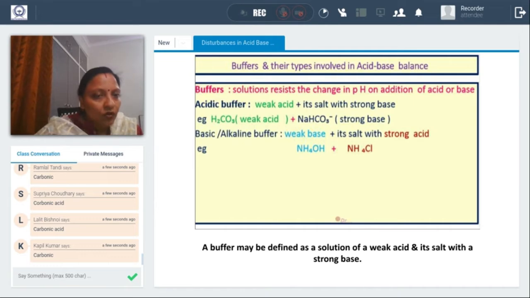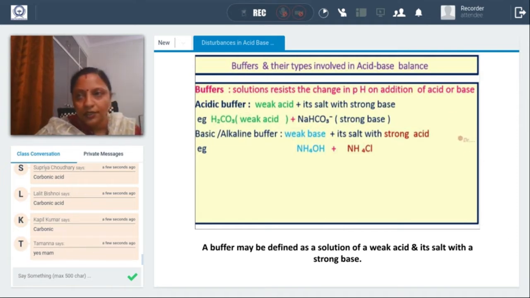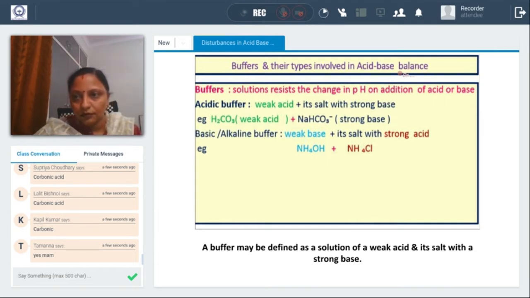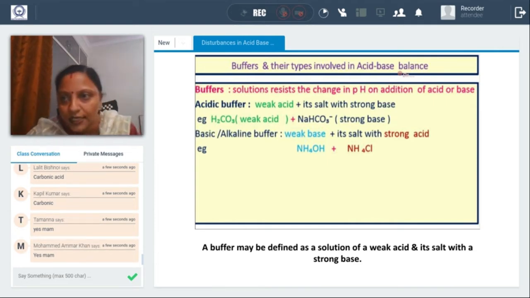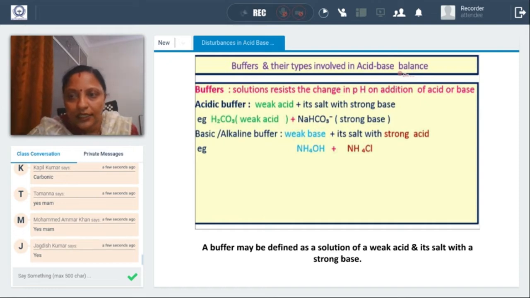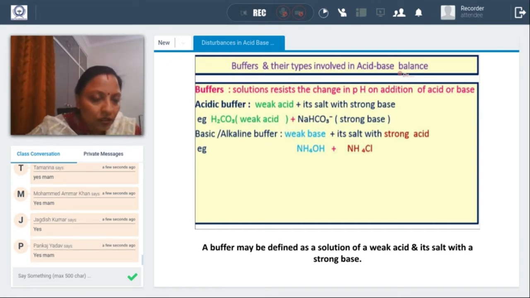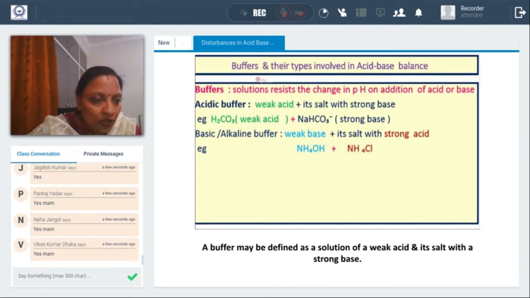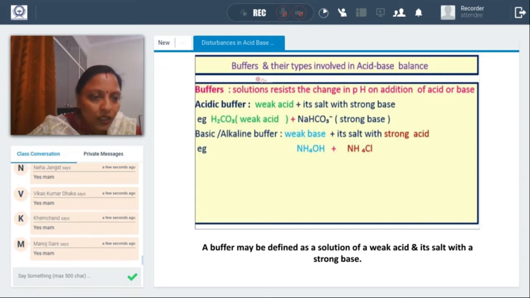Is it clear to all of you? Please write in the box, have you understood about buffers? Vikas Kumar Dhaka, then Nitesh Chaudhary. Have you understood the concept of buffers? Am I audible to all of you? Okay.